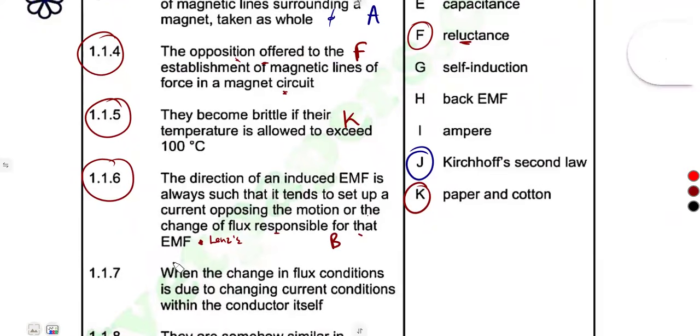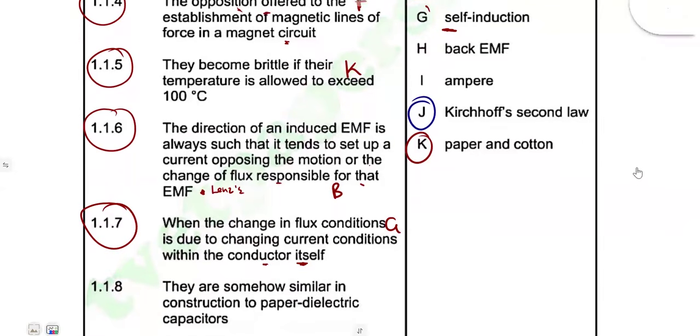Then 1.17, when the change in flux conditions is due to changing current conditions within the conductor itself, that is self-induction, and that is what? G.